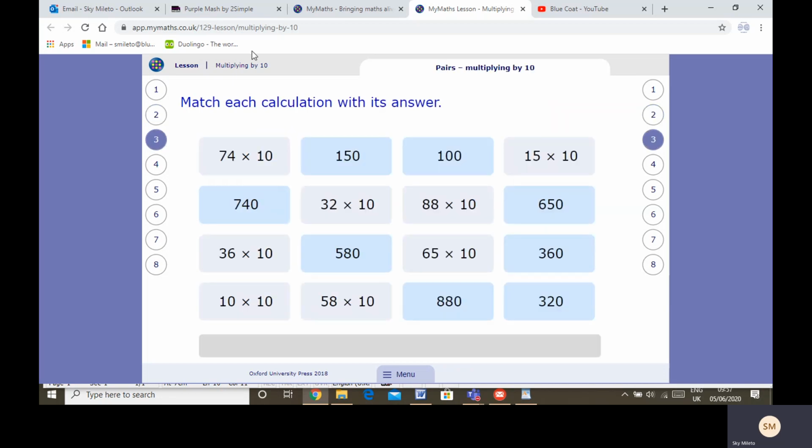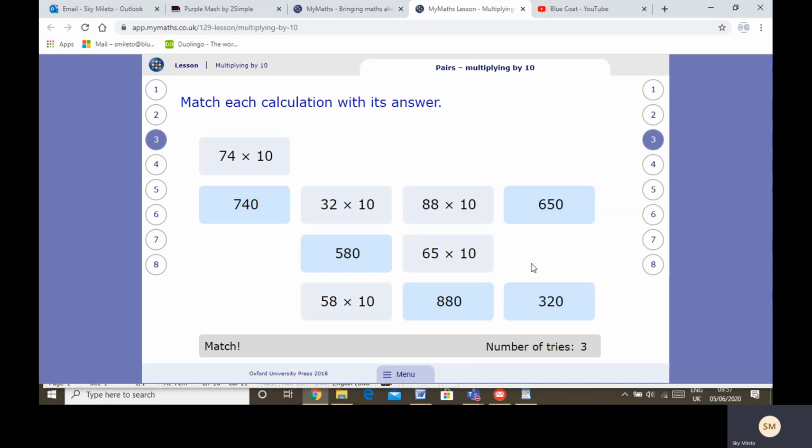So let's match calculations. You can pause the screen and give it a go yourself first, or you can do it in your own lesson, and then you can have a look if you got it right. Now I know 10 times 10, nice and easy, is 100. Okay. What's the next smallest one? This one. 15 times 10 will be 150. 36 times 10 will be 360. 65 times 10 will be 650.